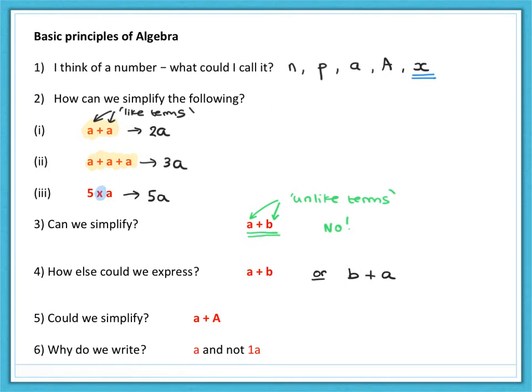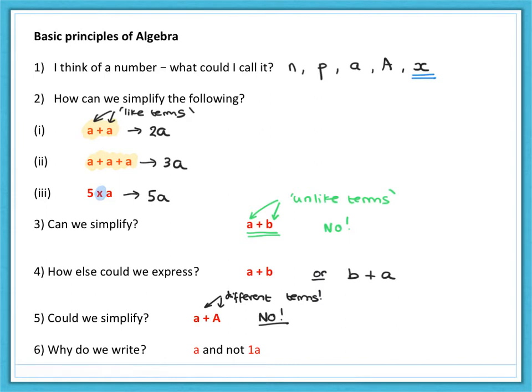Number 5 often catches people out. Can we simplify lowercase a plus uppercase A? The answer is no. Even though in English they mean essentially the same thing, when we're dealing with algebra and maths, they are different terms. They are not like terms. Capital A would mean something different to lowercase a, so we cannot simplify lowercase a plus capital A, and we must be careful to use the correct letter when we're dealing with algebra.